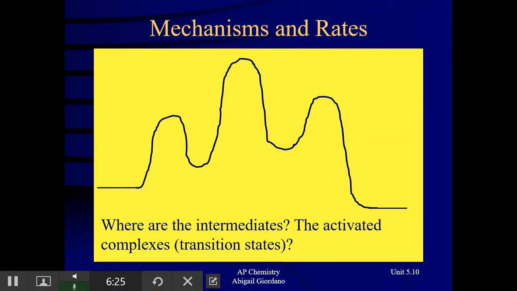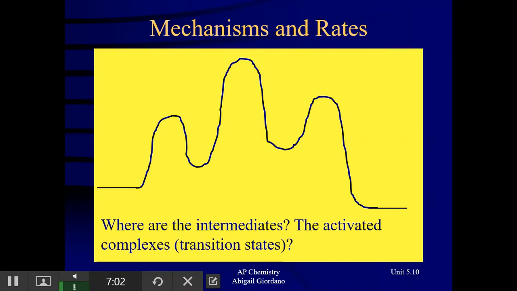Okay. Final question, where are the intermediates? Where are the activated complexes, or that can also be called the transition states? Okay, guys, let's refresh our memories on the term intermediate. We saw that term when we first introduced reaction mechanisms. An intermediate is something that is a product of one elementary step, which is then consumed as a reactant in a later step or the following step.